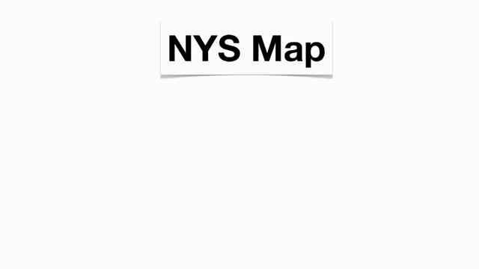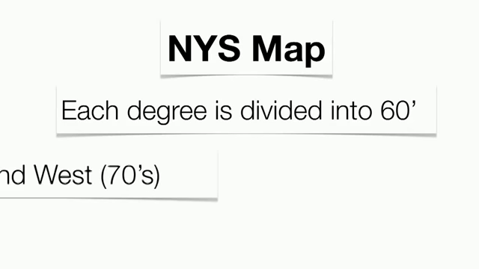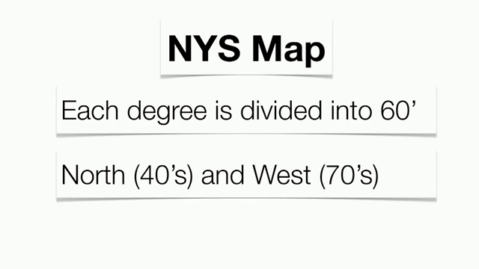Now we can take latitude and longitude a step further in your New York State map on page 3 in your reference table. Because here we can take each degree value of latitude or longitude and break it up into a component called 60 minutes. Now what this does is help you identify a location a little bit more specifically on a map. Now we are north of the equator, we are west of the prime meridian here in New York. So the numbers in the 40s are your latitude, the numbers in the 70s are your longitude.